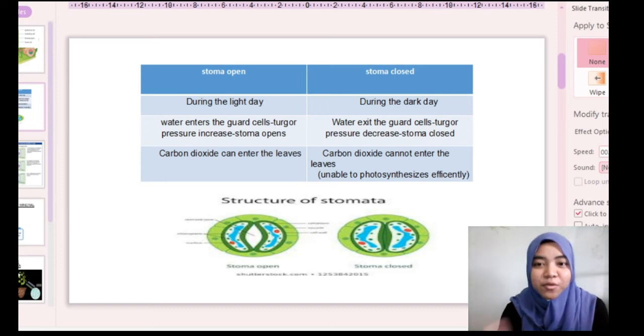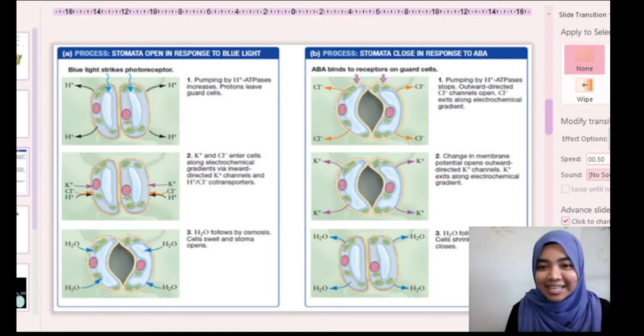But before that, I want to ask you something. Have all of you thought about what actually happens during stoma open and stoma close, and what affects the stoma that makes it open and close? Have you wondered? So I will tell you what happens. Okay, so stay tuned. We will start the opening and closing process.